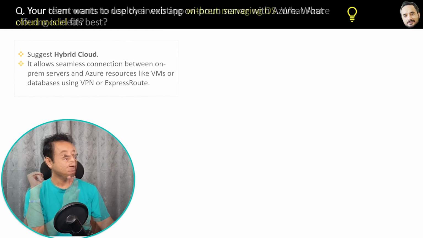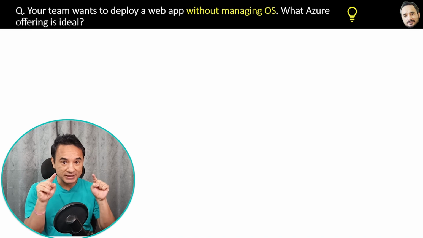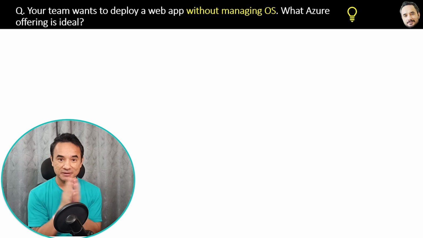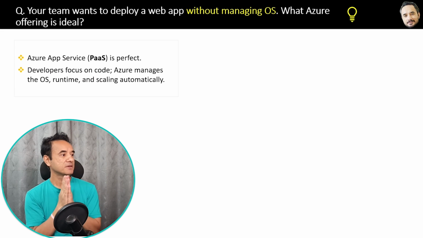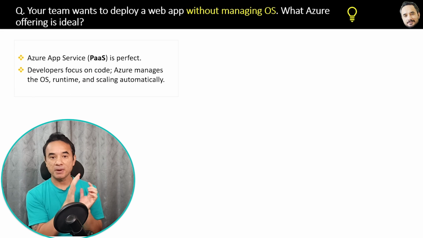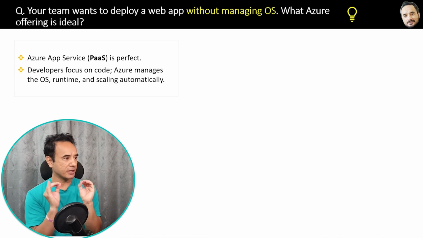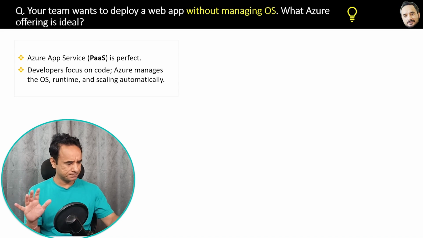Okay. Your team wants to deploy a web application without managing the OS. What Azure offering is the best deal? Think. The answer is Azure App Service. PAAS is perfect for application deployment. Okay. Developers focus on code. Azure manages OS, runtime, scaling automatically, everything.